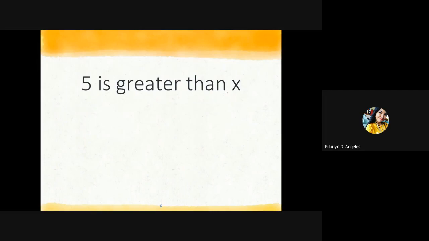So earlier, we studied the different symbols in inequalities, right? So we could write this as 5, the symbol for greater than, x. Okay? As you can see, class, the opening of this symbol is on the greater side. So if it opens to the 5, meaning to say 5 is greater than the other, than x. All right? Another example.